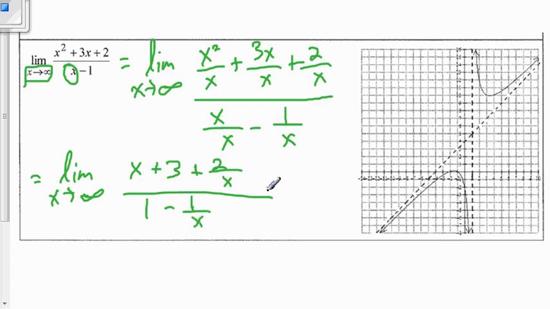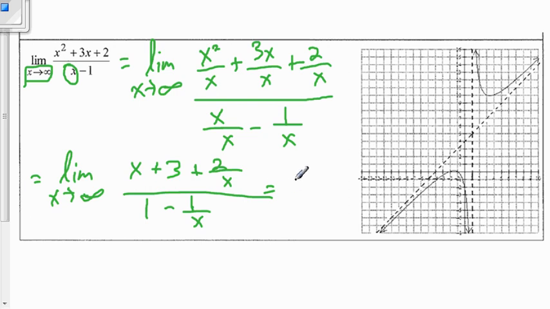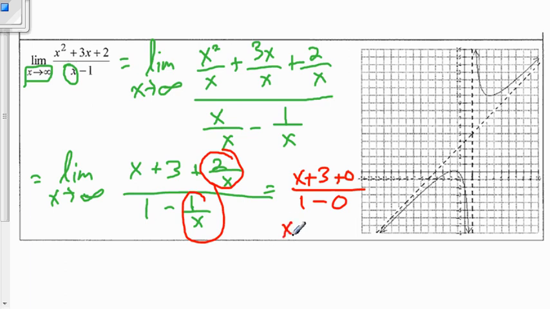So now I'm taking the limit as x approaches positive infinity. I'm left with x plus 3. As I directly substitute in, the 2 over x is 0. In the denominator, I get 1 minus something that goes to 0. So I have an asymptote that is equal to x plus 3, and that's known as a slant asymptote. And right there, it has a y-intercept of 3 and a slope of positive 1. Okay, and that's our slant asymptote.